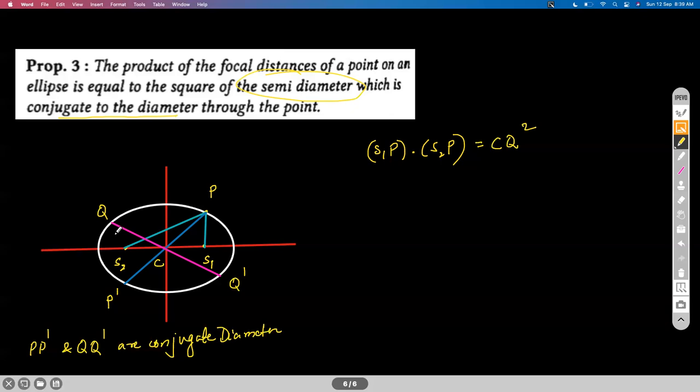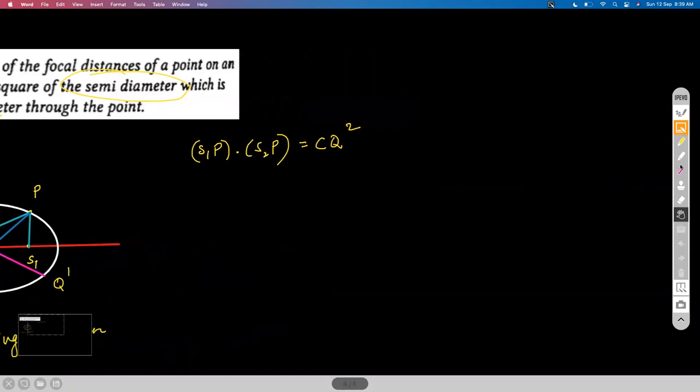I hope everybody knows the focal distance of a point on the ellipse. If no, we can spend half a minute discussing it. Yes, half a minute, not more than that. It'll not take more time.